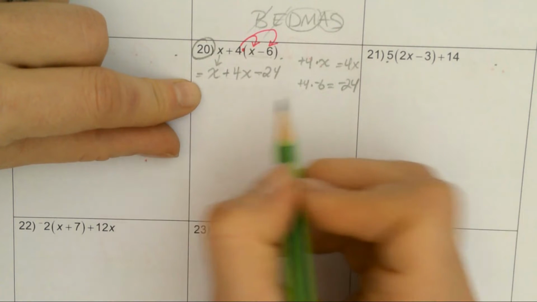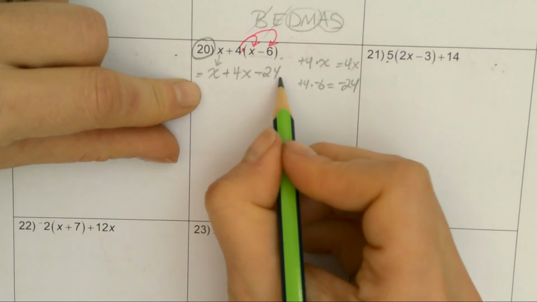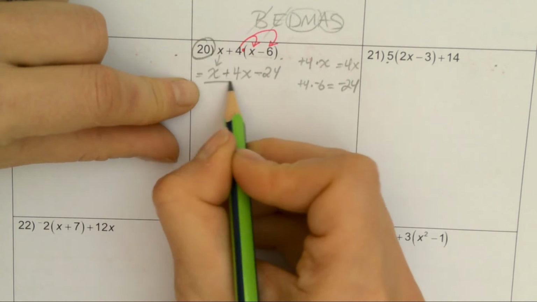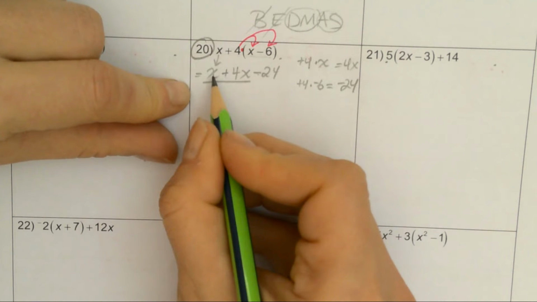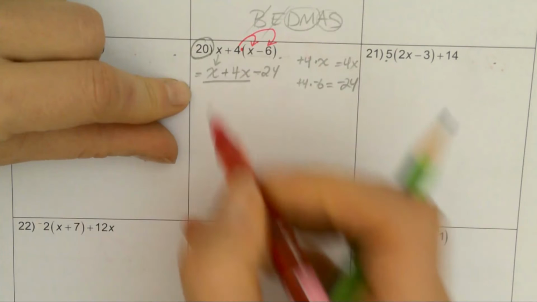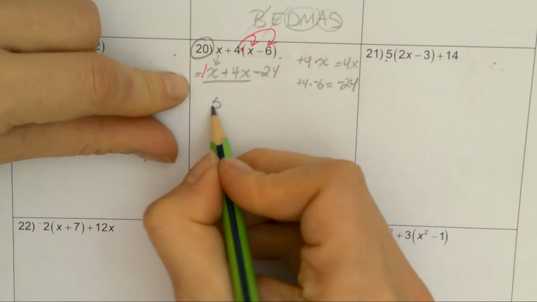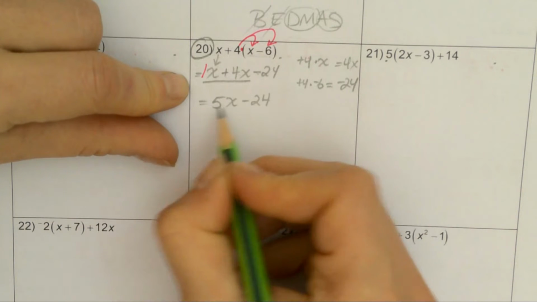Which ones can go together? Which ones are like terms? Well, this 24 doesn't have an x, so he can't go with these ones. These ones have x's, so these are like terms. This one's not. There's a 1 hiding here, so I have 1x plus 4x, so that's 5x. And this one's all by himself. He can't do anything, so we just write it like that.